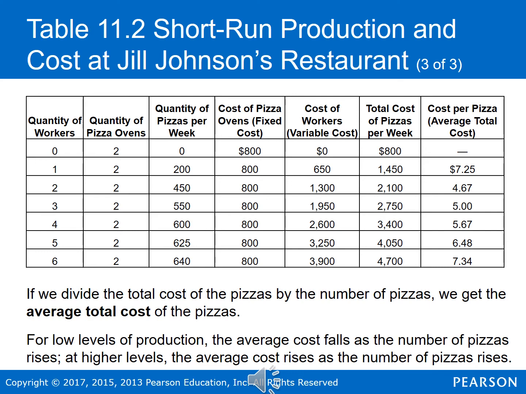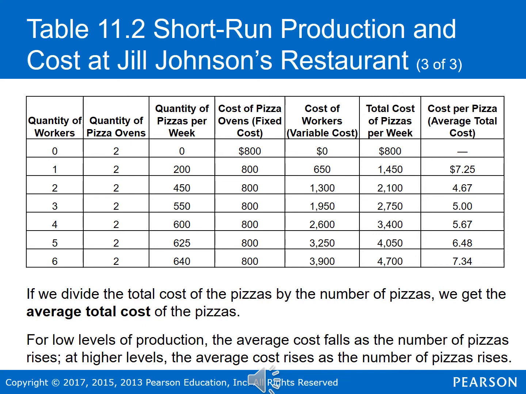Now, if we divide the total cost of pizzas by the number of pizzas produced, we can get the average total cost of pizzas. So now for low levels of production, the average cost falls as the number of pizzas rises. But then at higher levels, the average cost is going to rise as the number of pizzas rises. Early on, it will be easy to produce more pizzas and to do so cheaply, so the average cost for pizza is going to fall. But over time, especially because in this case the pizza ovens are fixed, that quantity is fixed in the short run, it will become more and more costly.